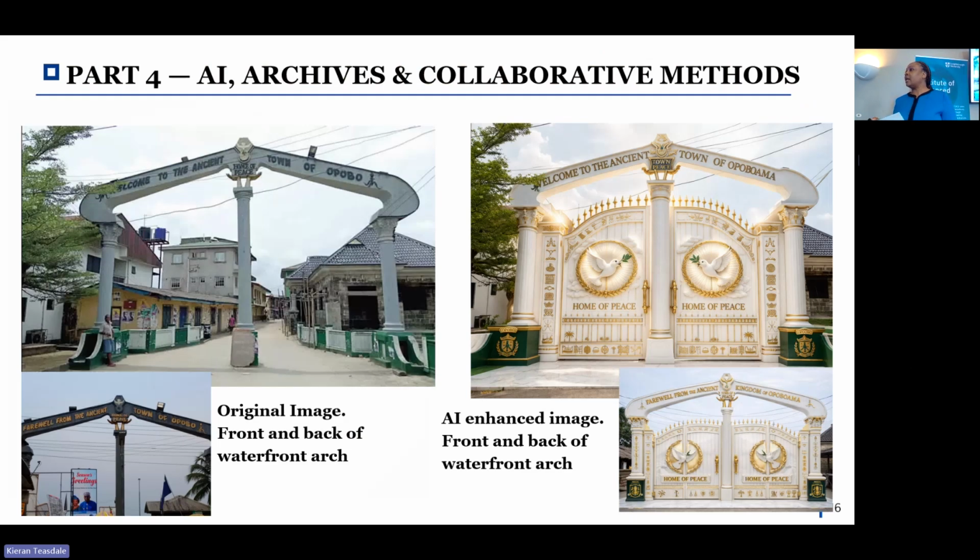So these are some of the things I was able to do with generative AI. This image here says welcome to the ancient town of Opobo. This is what greets you at the waterfront. I tried to use generative AI to change it and give it its original name, Opoboama, not just Opobo. So I added that and enhanced it, ensuring the town symbol, which is this, they say it's a town of peace. So I used that to influence the prompt and the design.